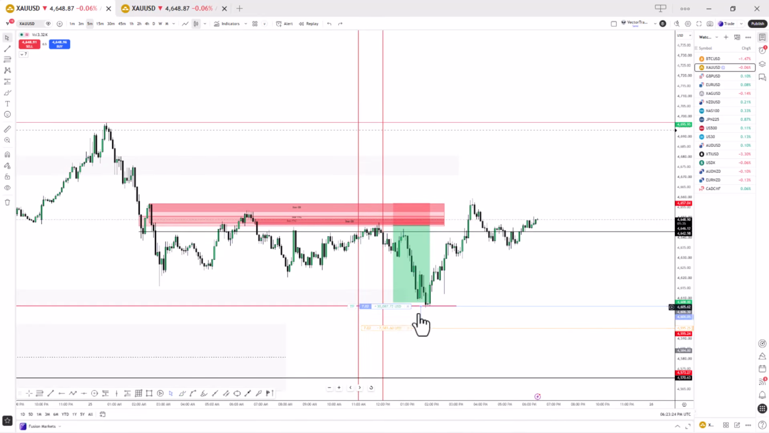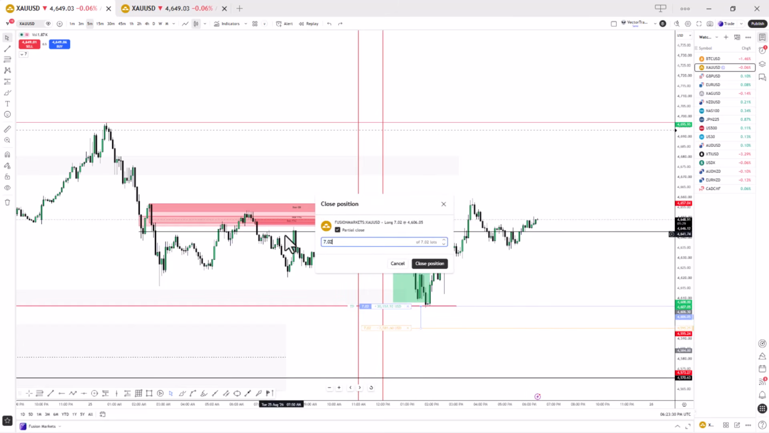Now, currently, I have to take this partial. I can't trade again, but I still have to take partials, right? So I'll be taking a lot of partials. I'm leaving only 2 lots on this.